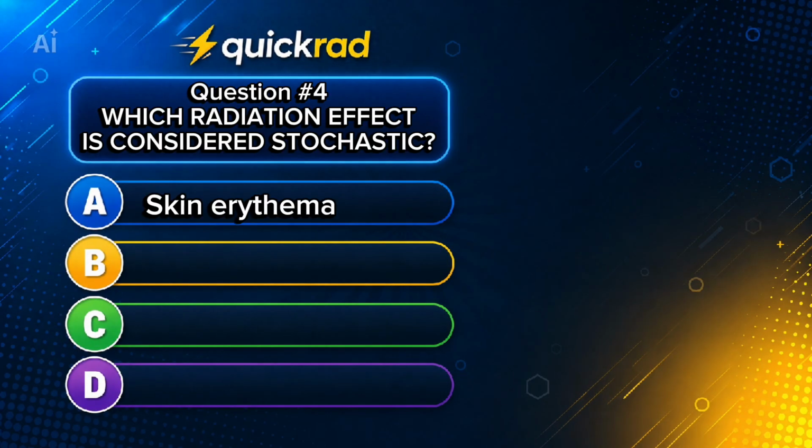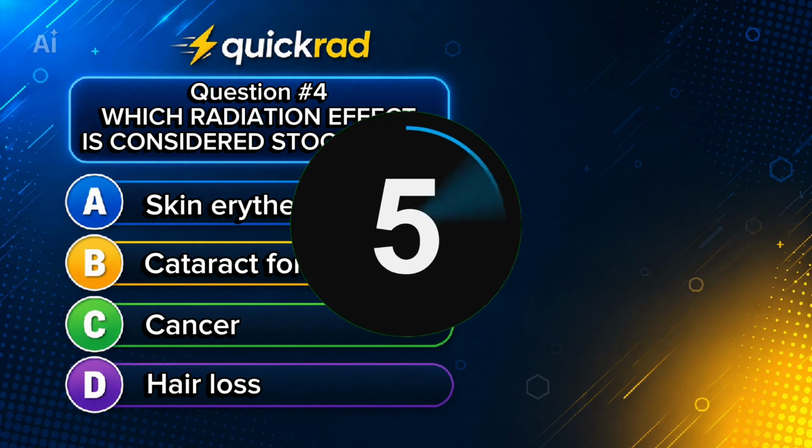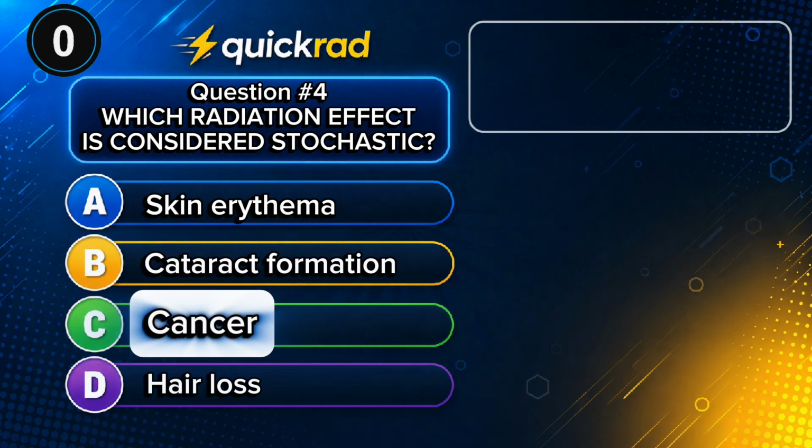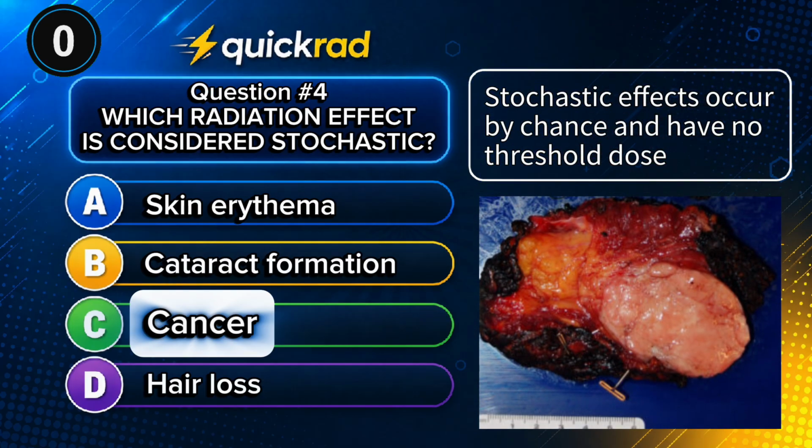Question 4. Which radiation effect is considered stochastic? Correct answer C. Cancer. Stochastic effects occur by chance and have no threshold dose.